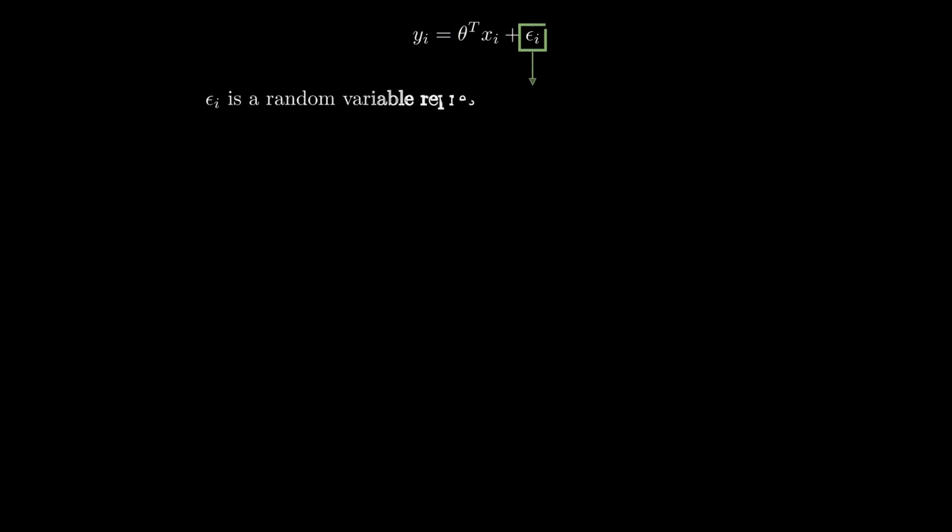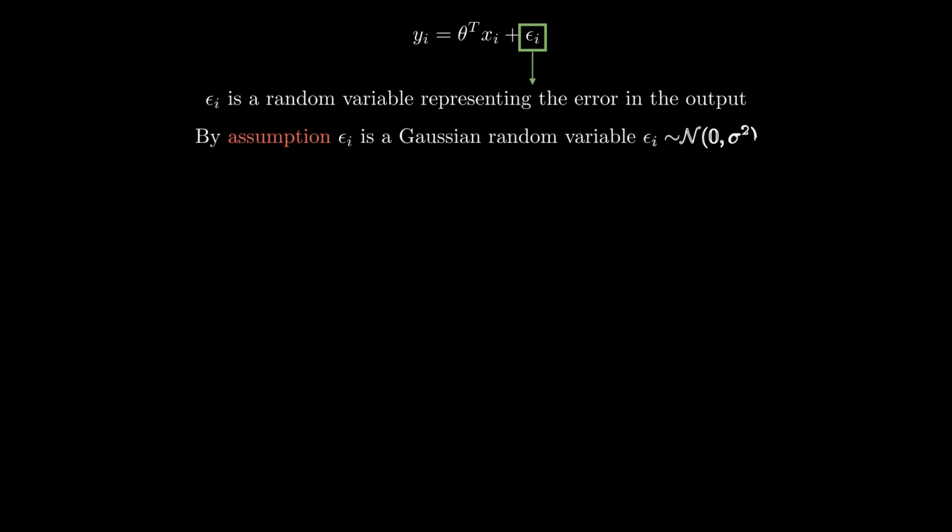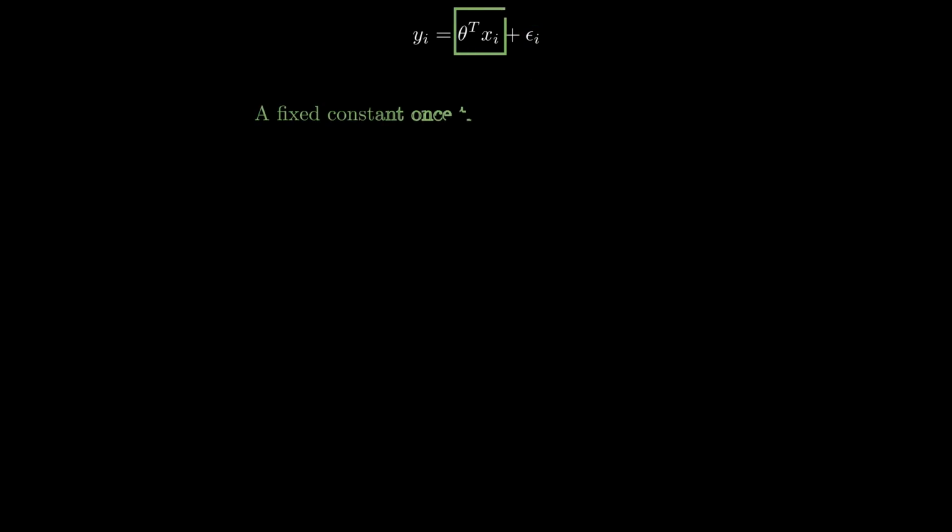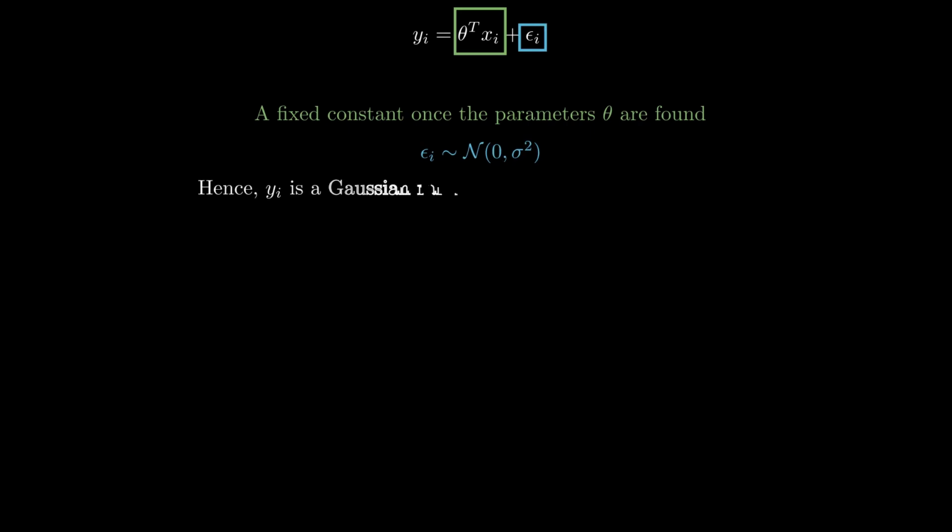The second part represents the errors that we have in our outputs. For example, in the case of predicting the price of houses, it could be features that are actually pertinent to predicting the house prices, but we did not utilize them, or it could be a random error. So the big assumption that we make here is that this error, epsilon sub i, is a Gaussian random variable with mean of 0 and variance of sigma squared, which is technically called a normal random variable. So summing things up, we have the first part, which is a fixed constant when the parameters theta are found, and we have the error of the model being represented by epsilon sub i, which is modeled by the Gaussian random variable. Hence, y sub i is also a Gaussian random variable, which is shifted by a constant.